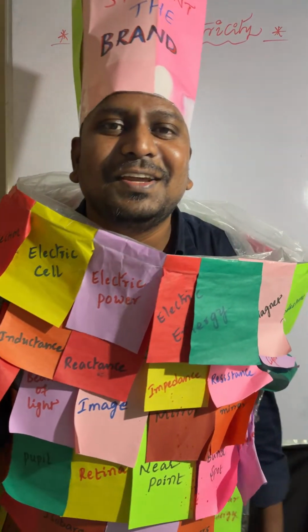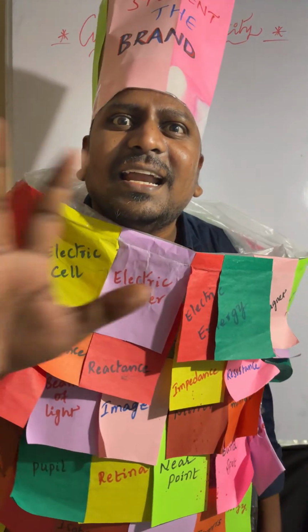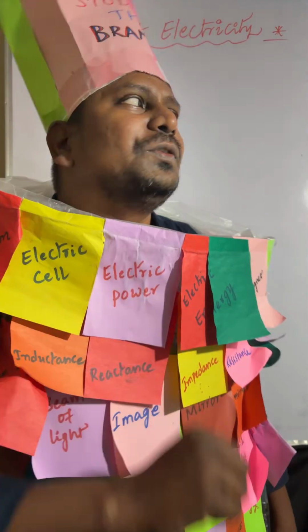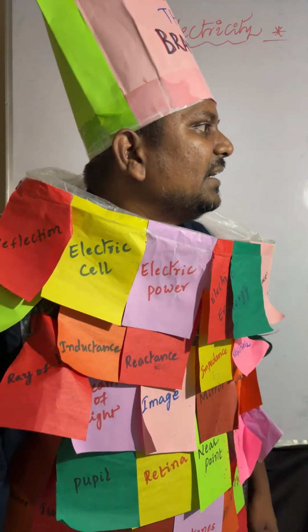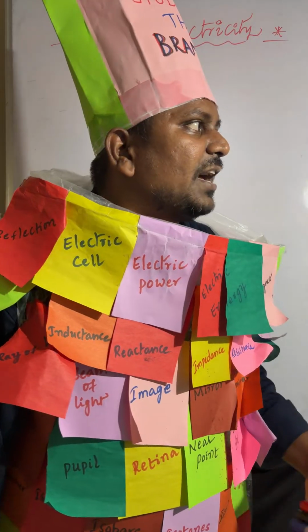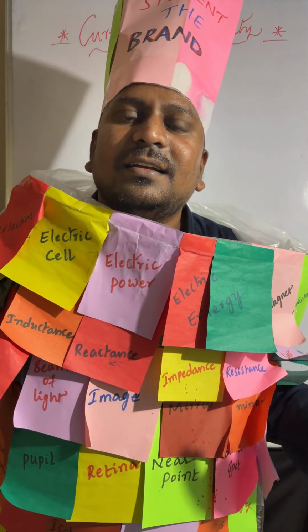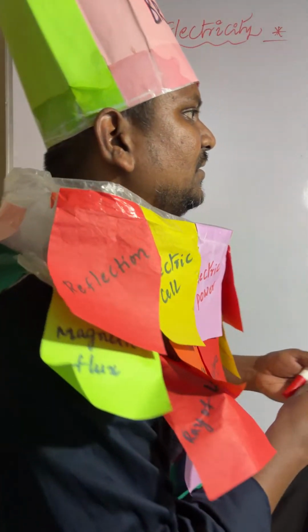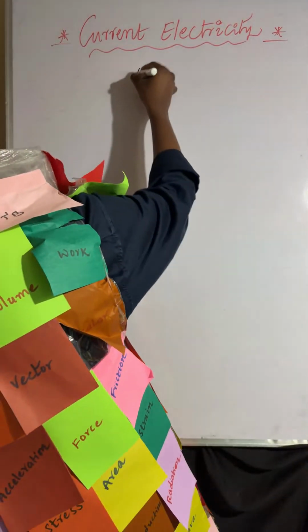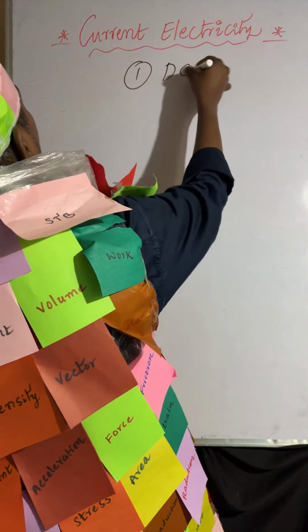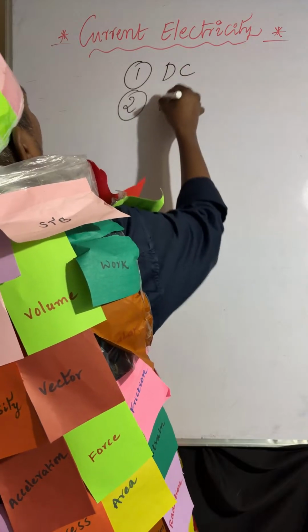Based on the magnitude and direction, current can be divided into two types: direct current and alternating current. First one is direct current. Second one is alternating current.